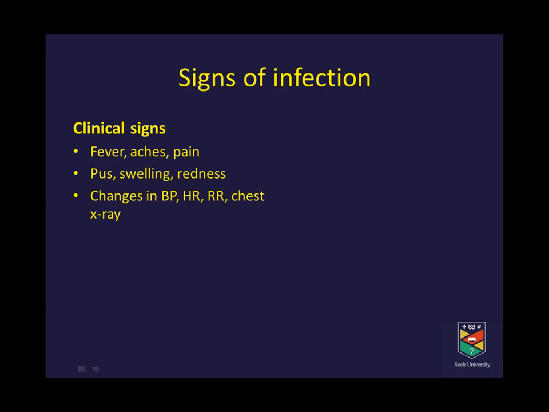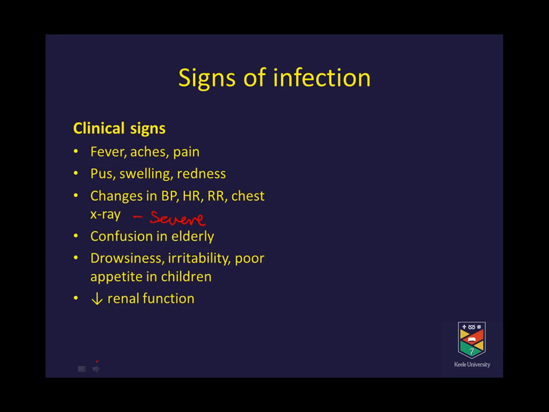You can see changes in blood pressure, heart rate, respiratory rate, chest x-ray. These tend to be more severe infections where you see them. You also see confusion in elderly patients, and then drowsiness, irritability, or poor appetite in children. And infection can reduce renal function, especially in elderly patients. Again, this would be a more severe infection.